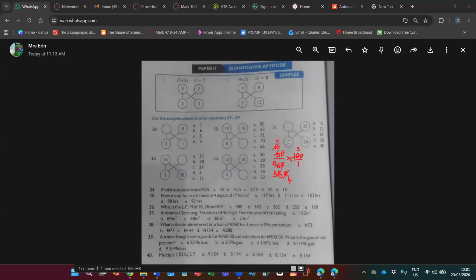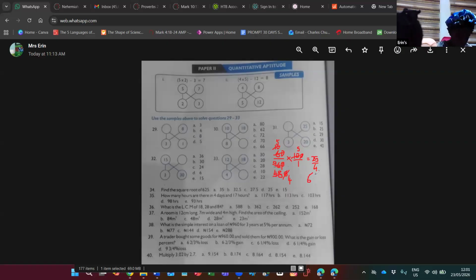And 5 times 5 we know is 25. 25 divided by 4 is what? 6.25. I like that. You were able to figure it out quickly. But the answers are given to us as a mixed number. So let's leave it at 6 whole number, 1 over 4, right?